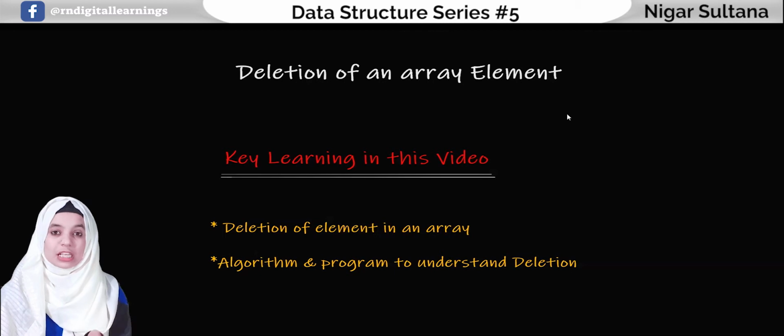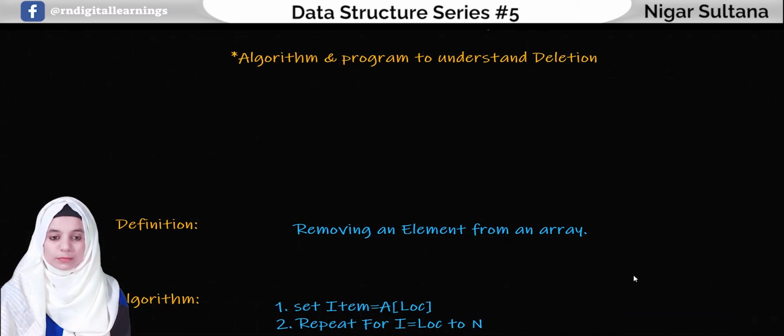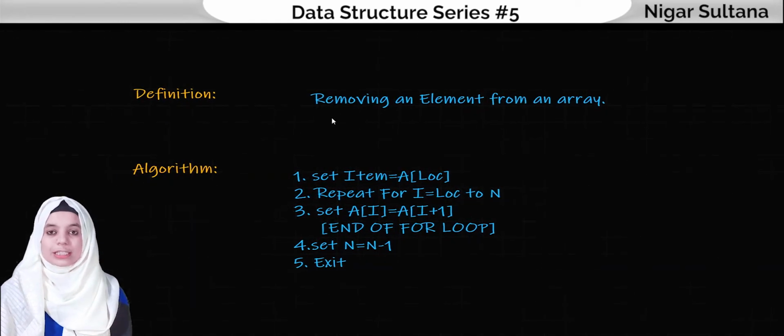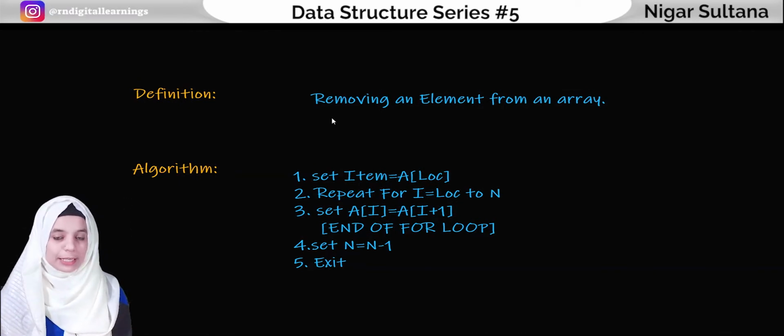First let's understand what deletion of an array element is. This is the definition of deletion: removing an element from an existing array is nothing but deletion of an array element. So with the help of an algorithm and a program, let's understand how to delete an element.